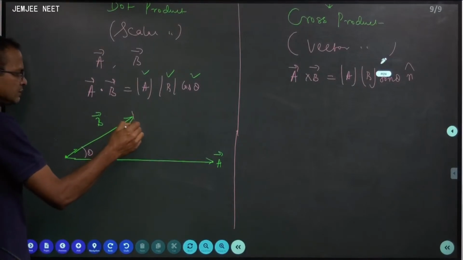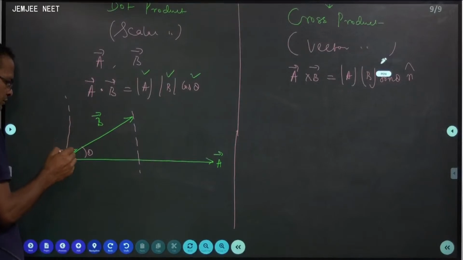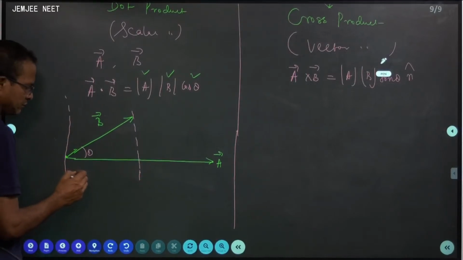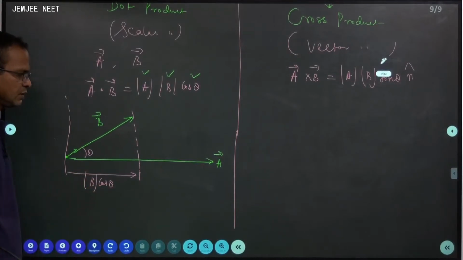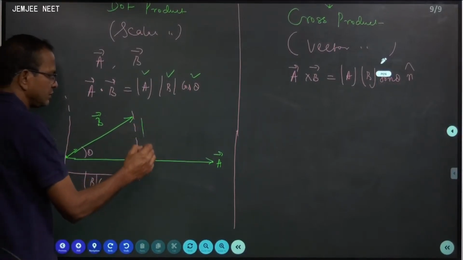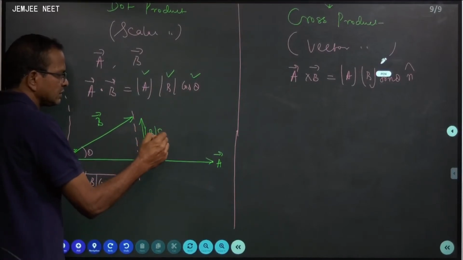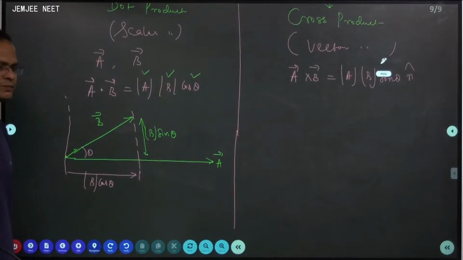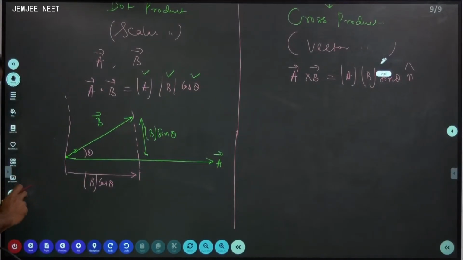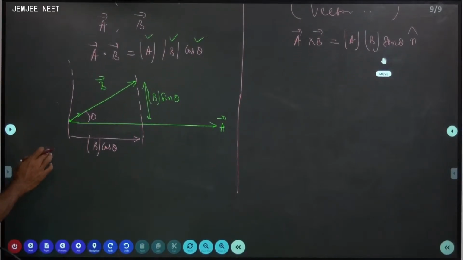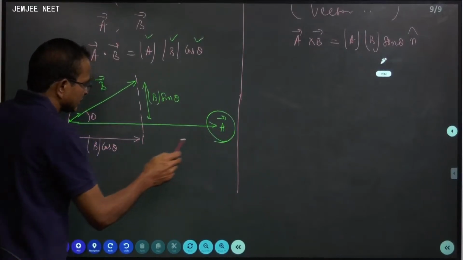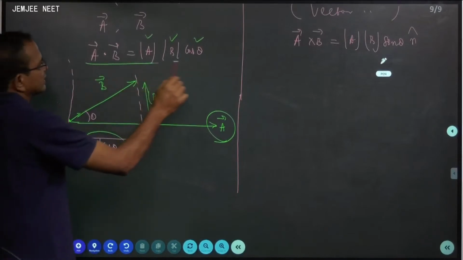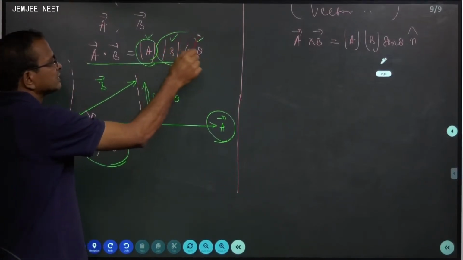Right, now this is B modulus cos theta, B modulus cos theta, right? And this is how much? B modulus sin theta. Do you understand? Right? Now multiplication of this with this is what is called dot product. This with this. What is this?